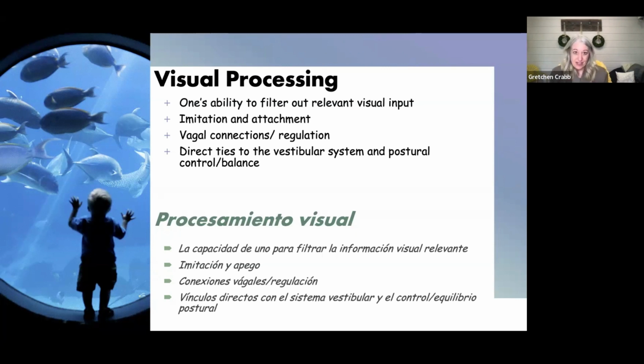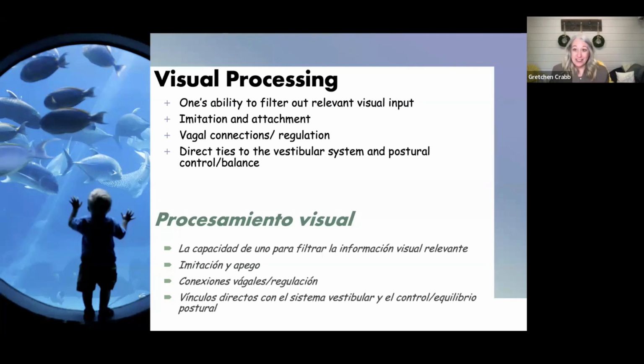That is visual processing. It also helps with imitation and attachment, as we had talked about earlier. There's also direct vagal connections. So our vagal nerve is a very important part of our ability to self-regulate. And the best example that I have of that would be if you think about going out to dinner with somebody that you really care about, and the lighting is low and the candles are lit, and you're all googly eyed around them. And you feel so good inside. That is how visual processing has an impact on your regulatory abilities.